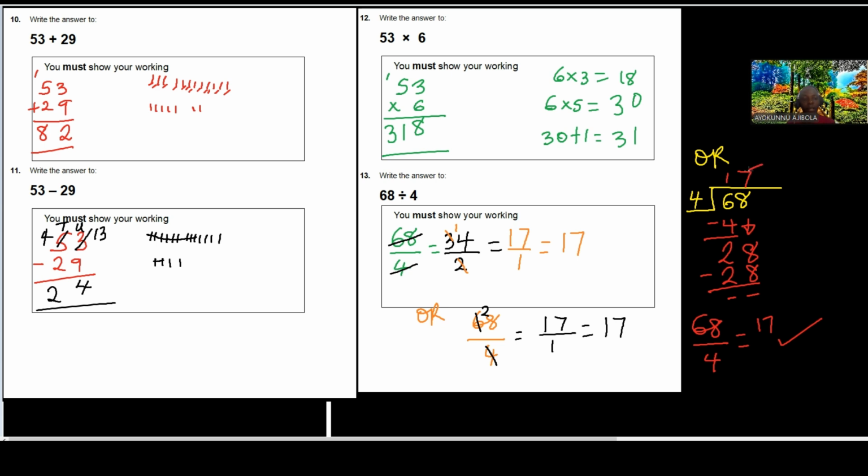Here, this is our quotient, okay? This is our quotient, and this is our dividend. That's the number you're dividing into equal pieces. So dividend. And this is our divisor. Okay? Is that clear? Yeah. Divisor.